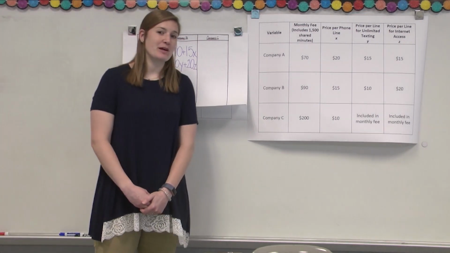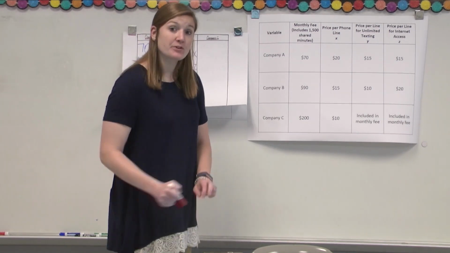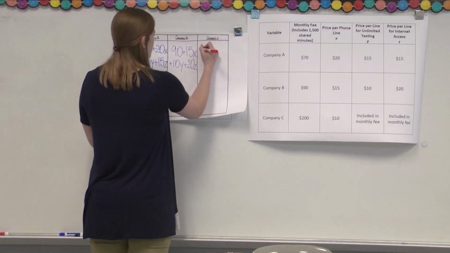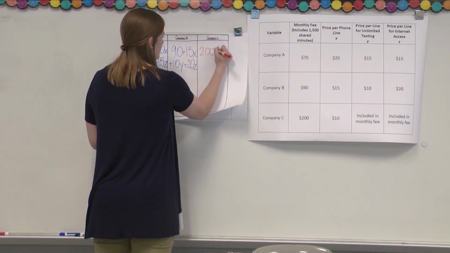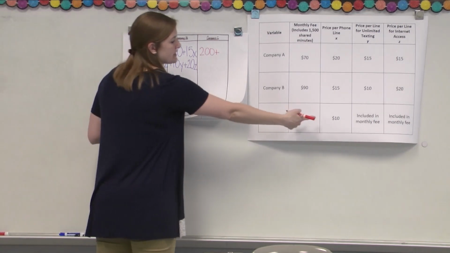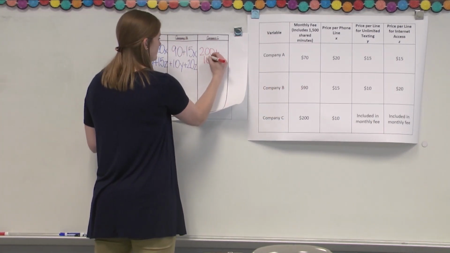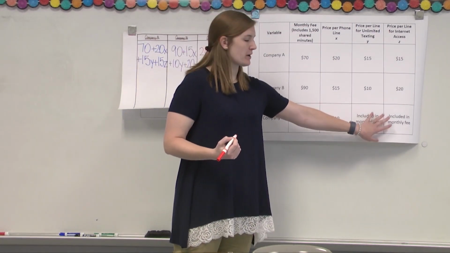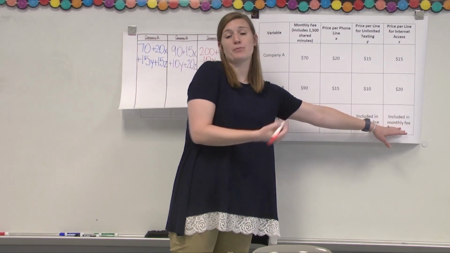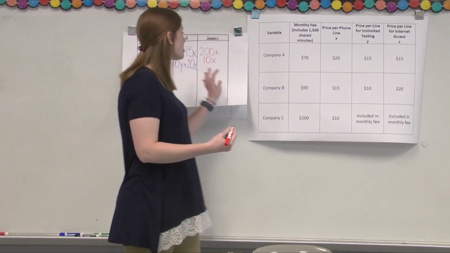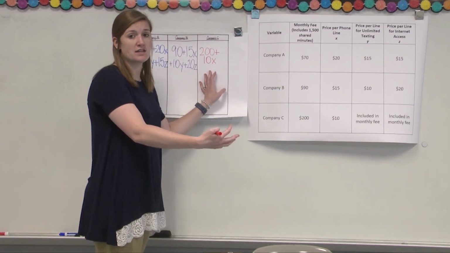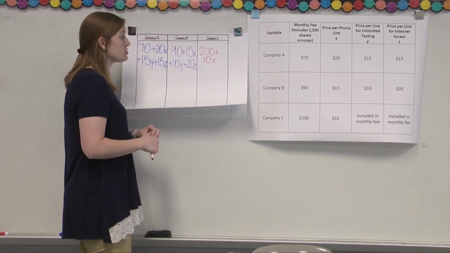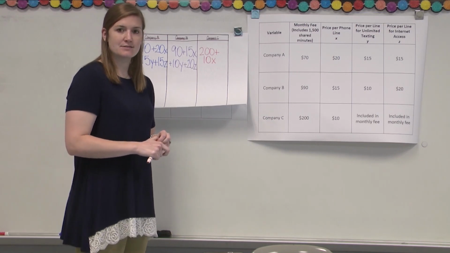All right, let's take a look at what you were able to come up with for Company C. So for Company C, we do have the $200 monthly fee for those 1,500 shared minutes. So 200 plus, we're also going to pay $10 per phone line. But this time, the price for unlimited texting and the price for internet access are both already included in that monthly fee. So we're not going to have a y or z variable in this one because they're already included. So you should have 200 plus 10x.